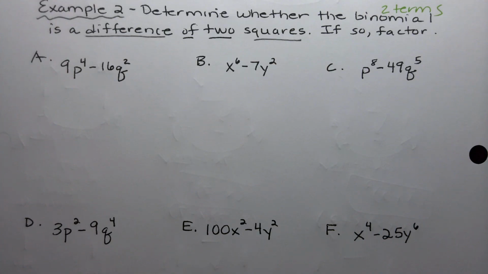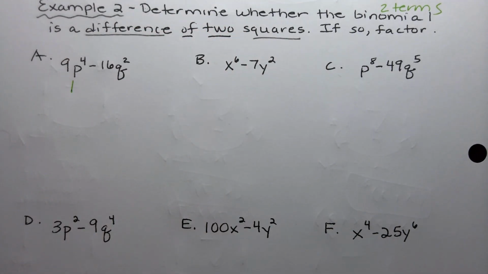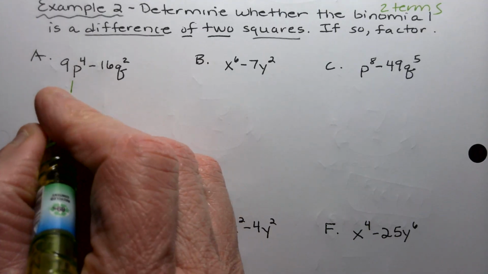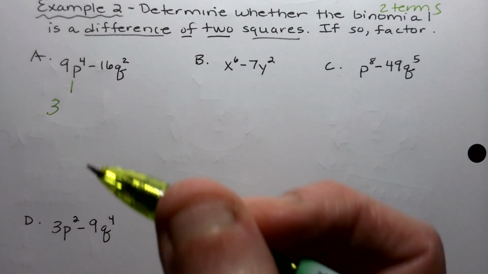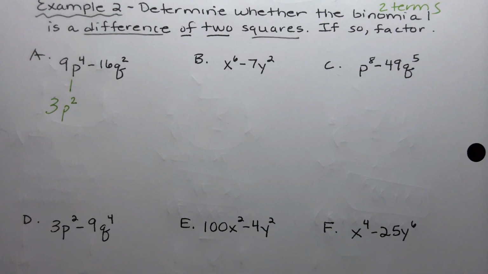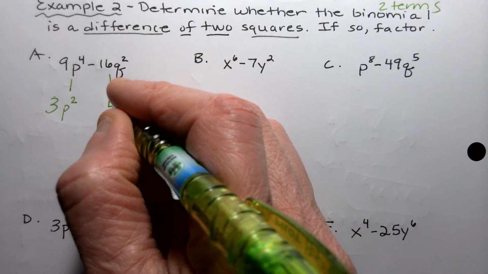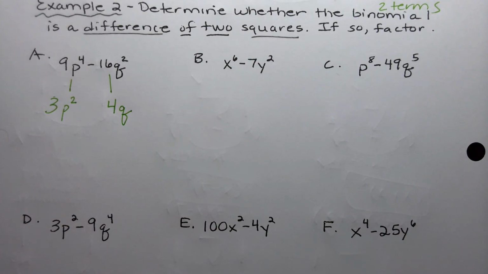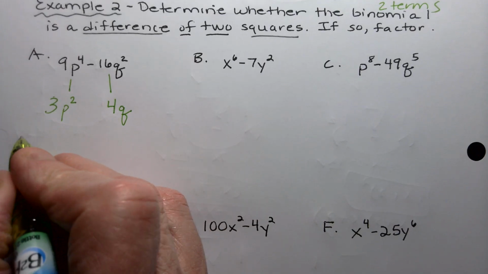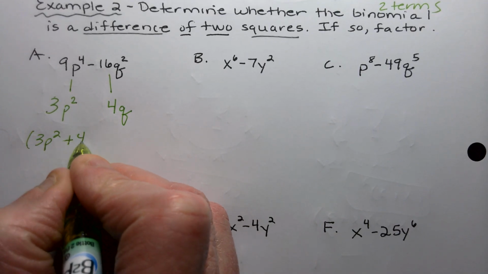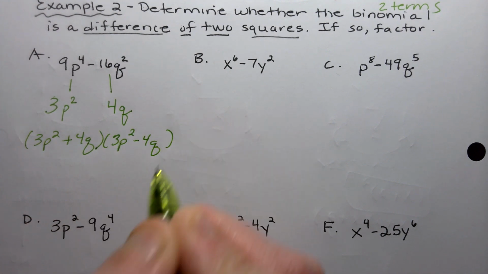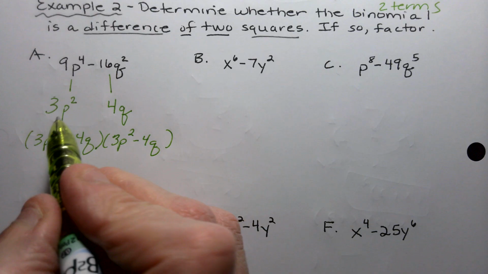Okay, for some reason it looks blurry to me. Let me fix that. Okay, so now, what is the perfect square for that? Now remember, if it's an even power, you just divide it by 2. So square root of 9 is 3, but then you divide the power by 2 and get that. Square root of 16 is 4, and then the square root of q squared is q. So those are your two things. Now you just need to put them in there where one's plus, one's minus. And that's your answer.